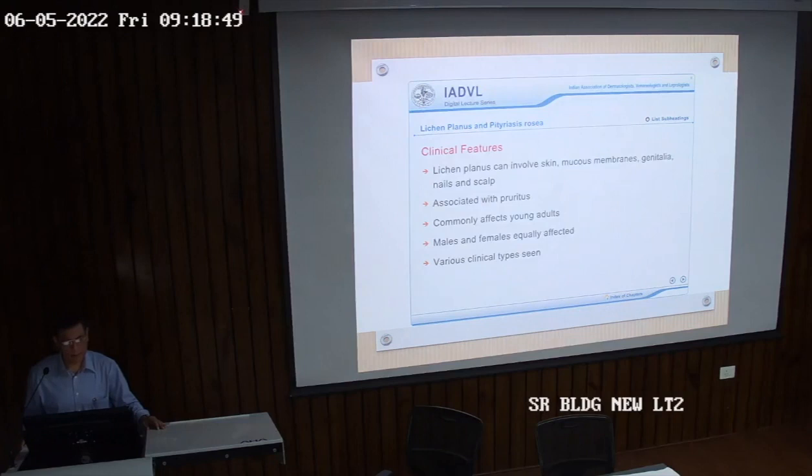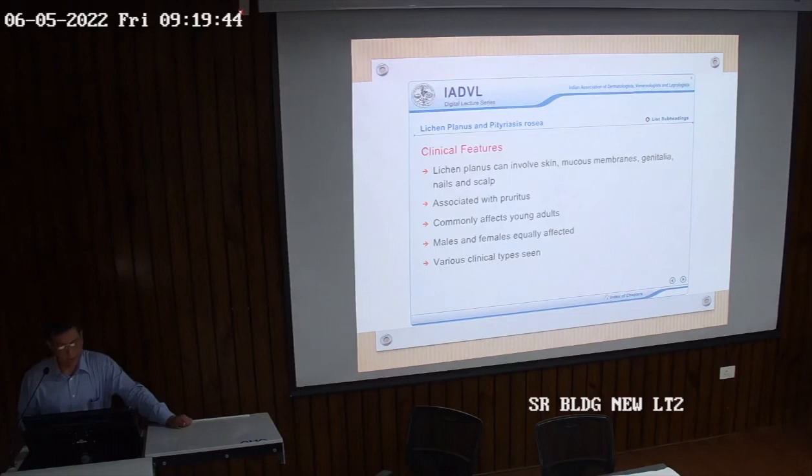So what are the clinical features in cases of lichen planus? Lichen planus can involve skin, mucous membrane, the mucous membrane of genitalia, nails and scalp. Accordingly it is divided into many types of lichen planus that we'll go through. It is associated with pruritus, which is another important feature. Itching is very important. Come sit ahead, in the first row. Itching is an important factor in most dermatological entities, one of the most common. Patients mostly say they have itching, and lichen planus is one of them.